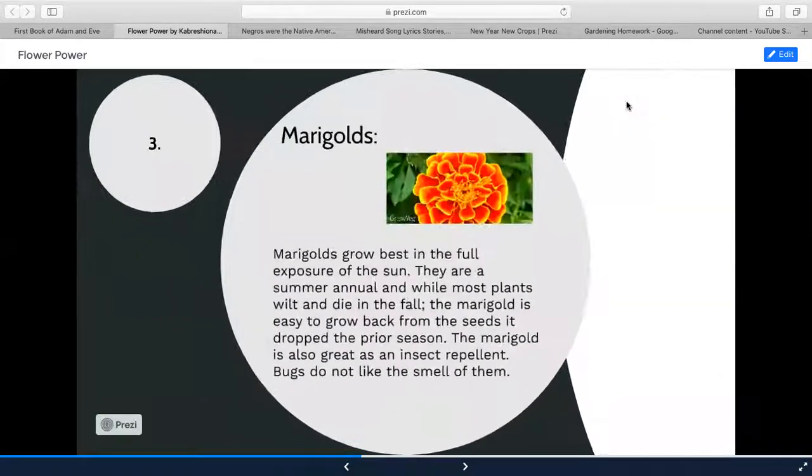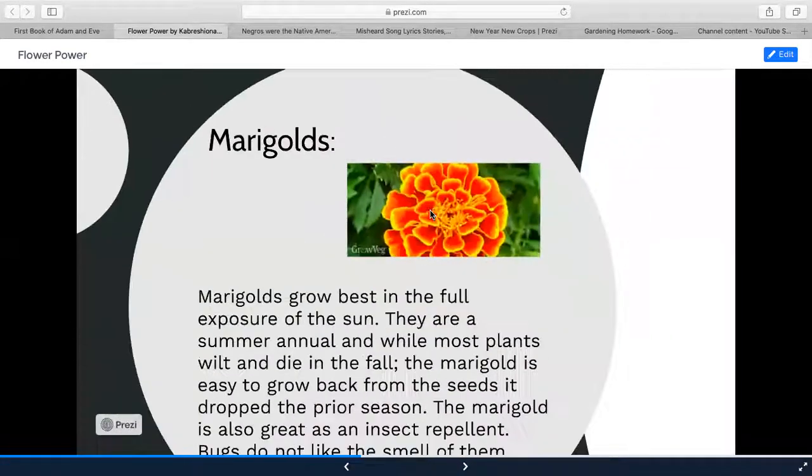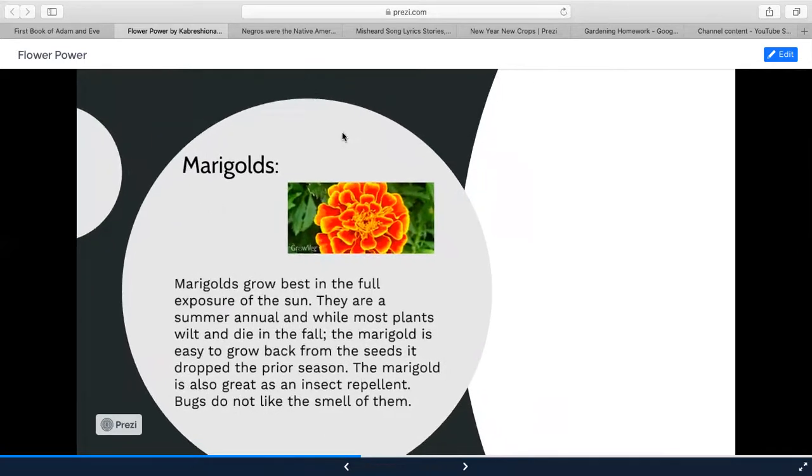Then we have the marigolds. Marigolds are one of the coolest flowers out there. One, because they're really beautiful. Two, because they smell really good. Three, because unlike most flowers that die and don't reproduce after they die, when the seed falls off of the flower, it's able to reproduce again into the next season, right?